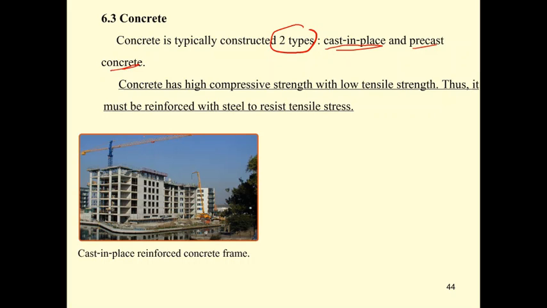Okay, in the cast in place, that means you're going to have a lot of things involved from the starting point. You got to prepare the formwork. You also got to prepare the reinforcements. And then you put the formwork into position. And then you put some reinforcement for the formwork, and then you close the formwork. And then you got to pour the concrete into the formwork.